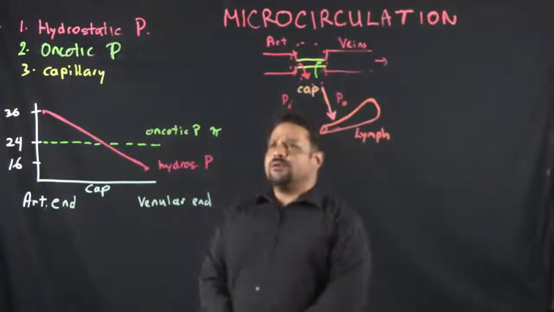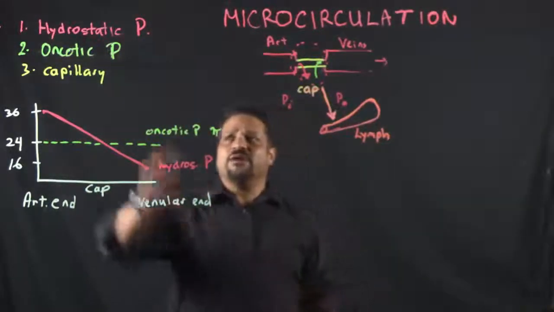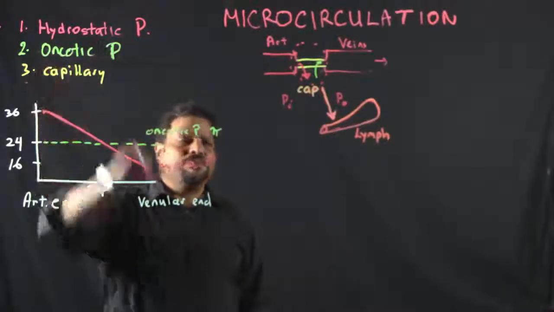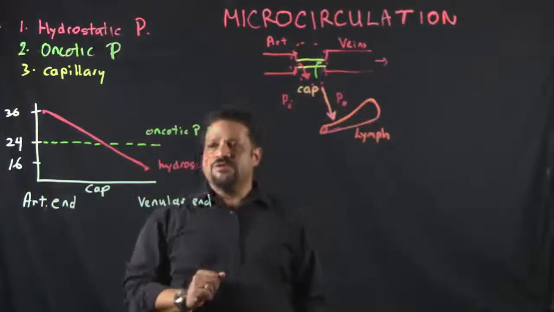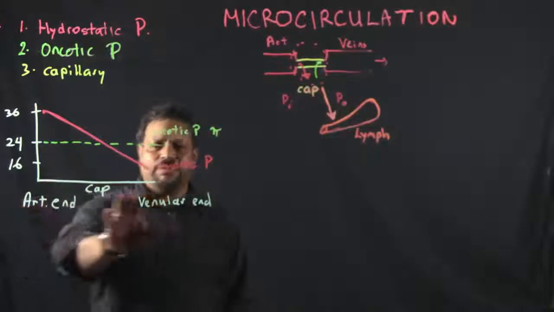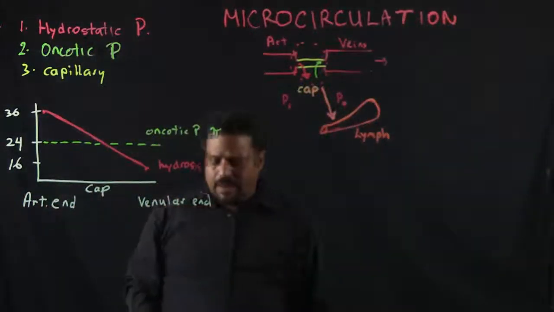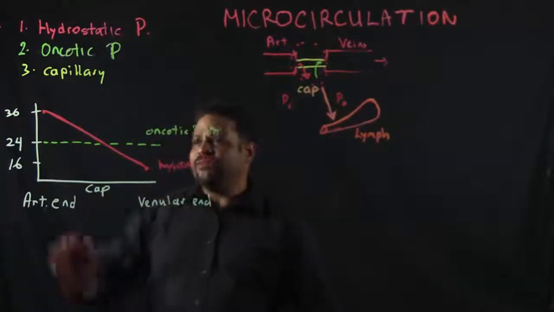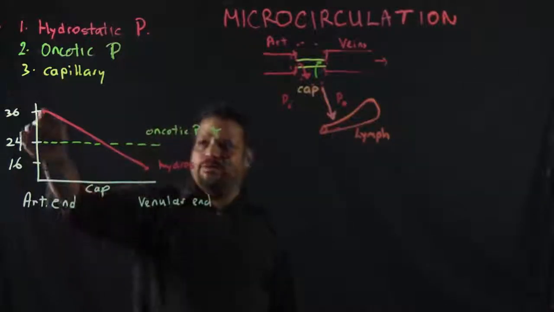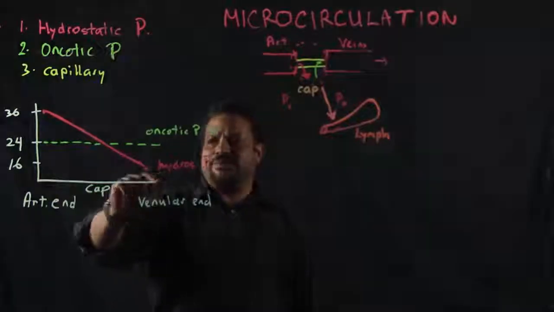Okay, so we talked about the four players. But let's focus graphically on the hydrostatic pressure and oncotic pressure across the capillary. In this graph, we have pressures on the y-axis, and we have the capillary on the x-axis, with the arteriolar end and the venular end. And we have a very steep drop in hydrostatic pressure from the arteriolar end to the venular end of the capillary. It's a very steep hydrostatic pressure drop.